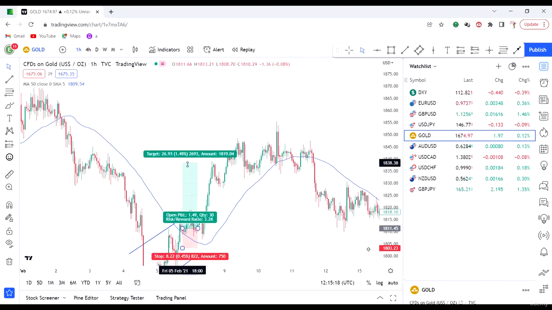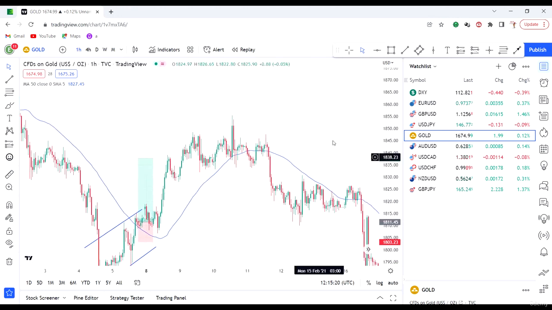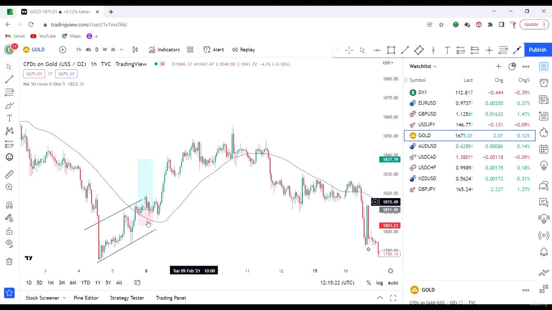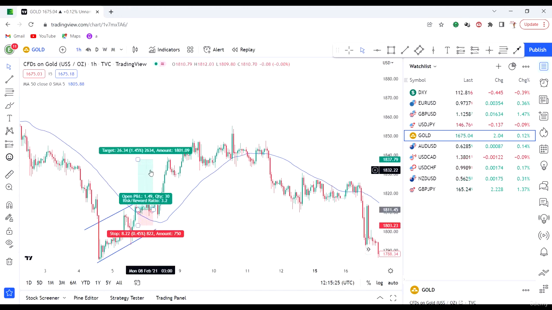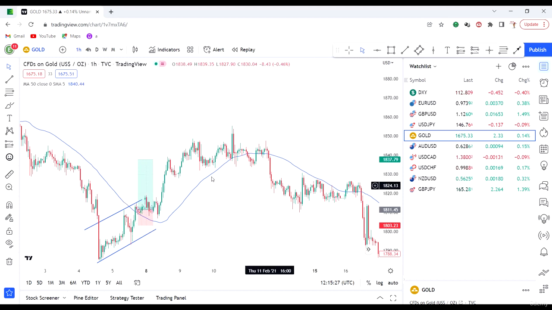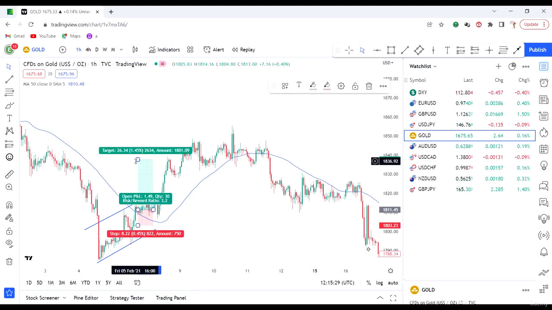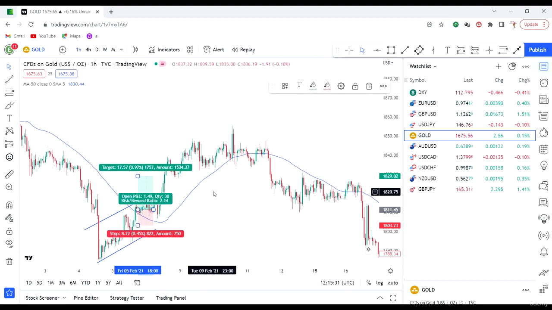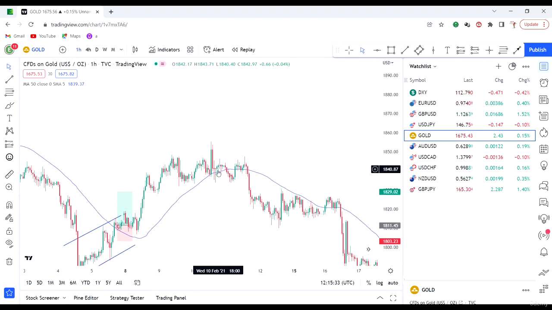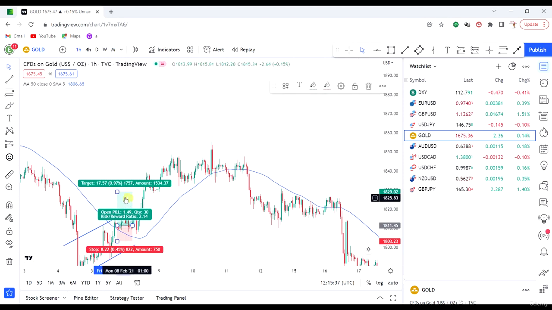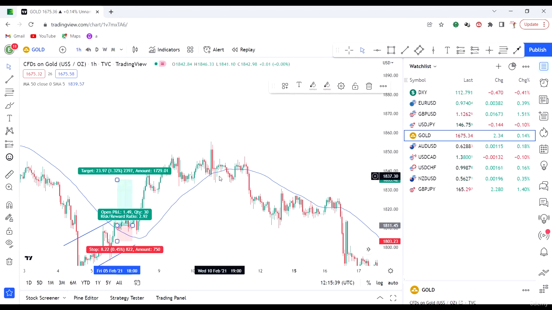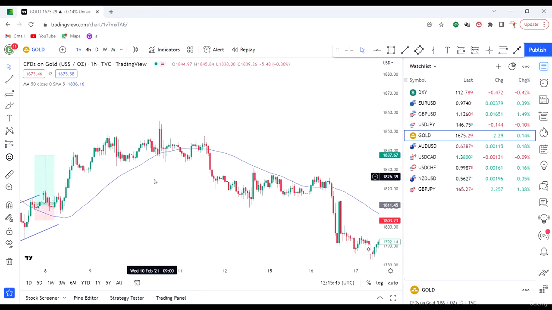So if you do not understand how to keep yourself calm and do the trailing, you can just stick to the 2R. You don't have to worry yourself. Just stick to the 2R, or if you like, you can trail it properly. So that's one winning trade here.